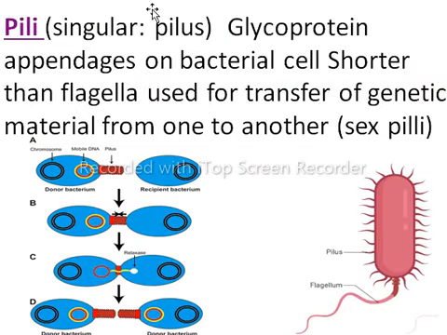Singular is pilus. Pili are glycoprotein appendages or finger-like projections that lie on bacterial cells and are shorter and thinner than flagella. Pili have a special role in bacterial conjugation. Bacterial conjugation is the transfer of genetic material from one bacteria to another. By forming a bridge using Pili, this exchange of genetic material can be between bacteria and a host cell or from one bacteria to another bacteria.